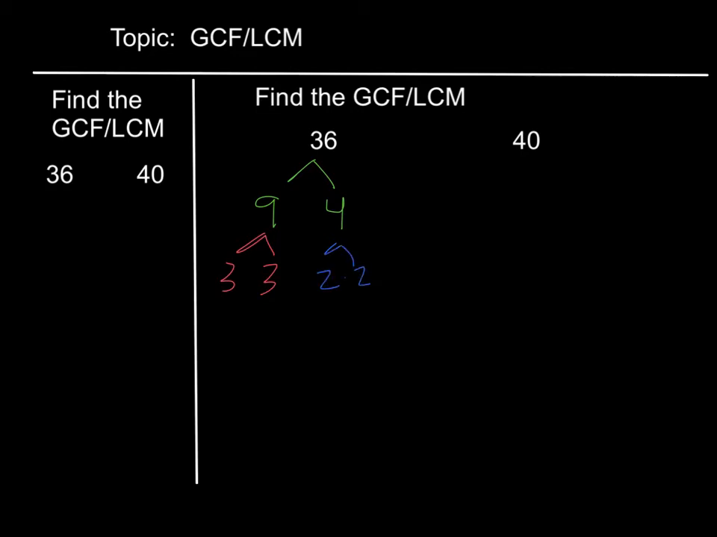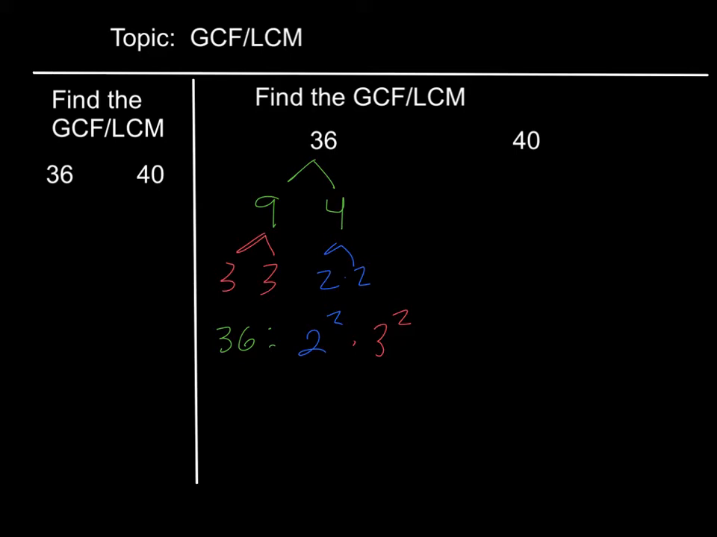So the factors of 36 are 2 squared times 3 squared. And it's good to put this smaller number first. It's not a requirement, but it's good to do the smaller number first.